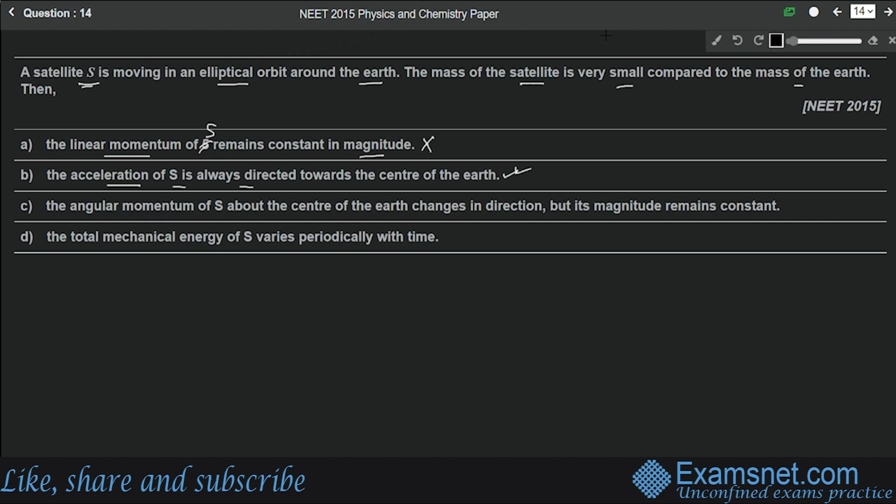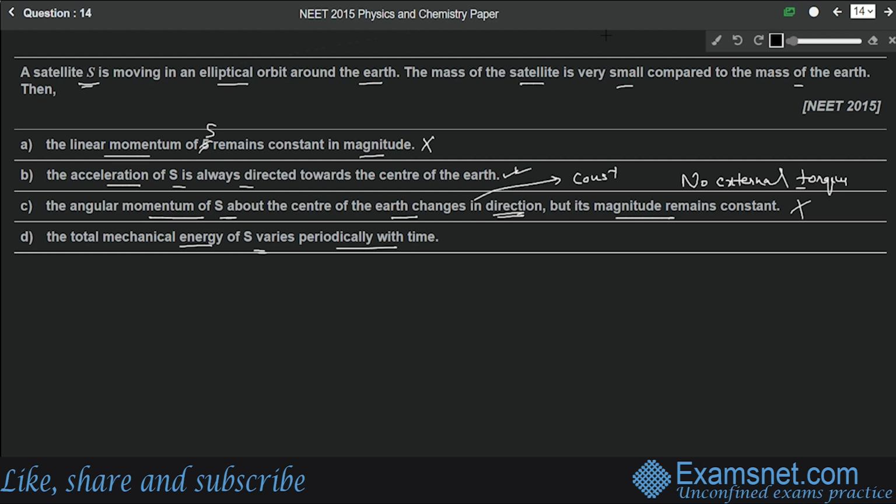Then the third statement says the angular momentum of S about the center of the Earth changes in direction, but its magnitude remains constant. So this is incorrect. The angular momentum will be constant in magnitude as well as direction. So both will be constant. The direction will not change. It will also remain constant because there is no external torque. In the absence of any external torque, the angular momentum will remain constant in magnitude as well as direction. So in the first statement, we have seen linear momentum will change, but angular momentum will remain constant. Then the last statement says the total mechanical energy of S varies periodically with time.